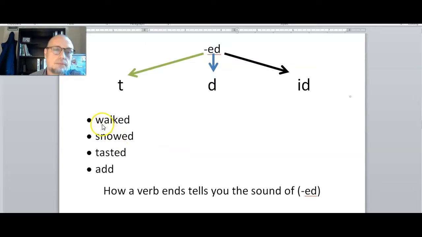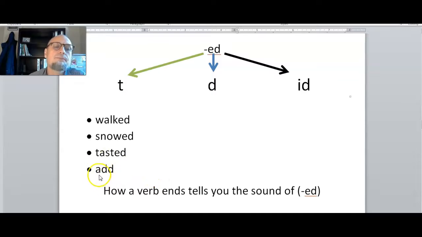Here the verb is walk, and if we're talking about yesterday, we would say: I walked. So that's t. Now, snow, let's say last winter it snowed. I hope you heard it. It is d, snowed. Now here we've got the verb taste, and yesterday I ate pizza. It tasted good. So there's an id sound.